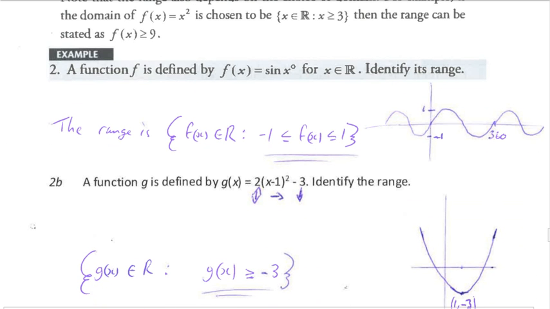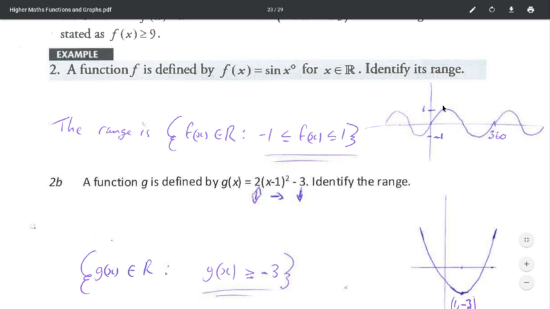So let's look at a couple of examples. Function f is defined by f of x equals sine x. Identify its range. Remember, guys, the range is the values of y. If we're thinking about the graph, it's the value of y. So a quick sketch of the sine graph. It goes up to 1, back to 0, down to negative 1, back to 0, up to 1, and so on. So the y coordinates are always between negative 1 and 1.